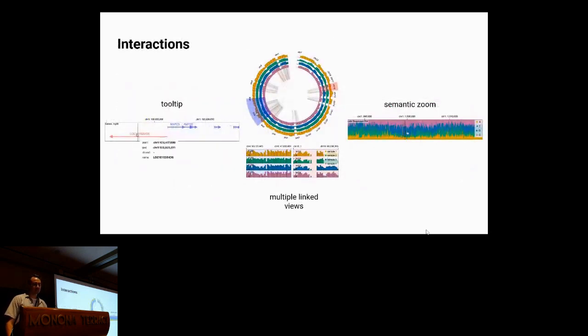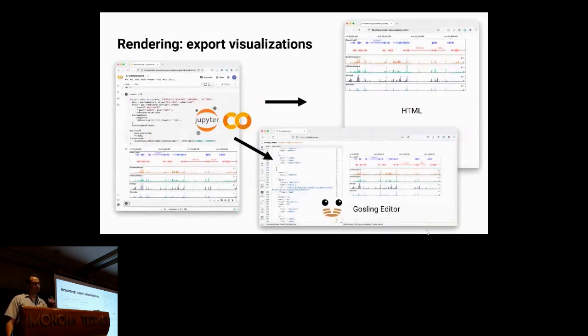Gosling is an interactive visualization framework. So there are many different interactions, such as tooltips, multiple linked views, and semantic zoom, which are available to you using the GOS library. And an important thing to note is that every visualization that you author with GOS may be exported to standalone HTML or exported into a separate editor.